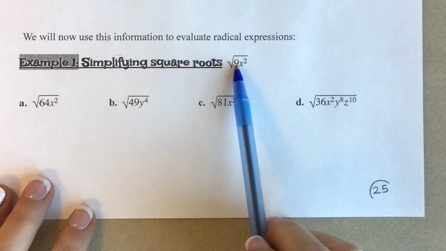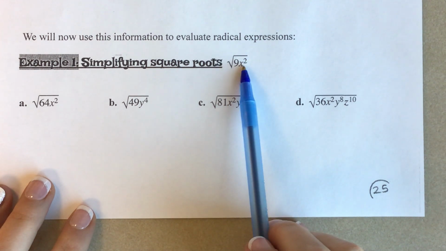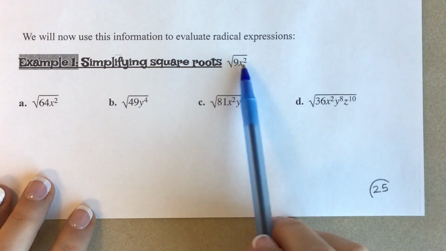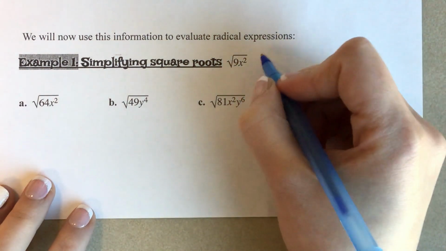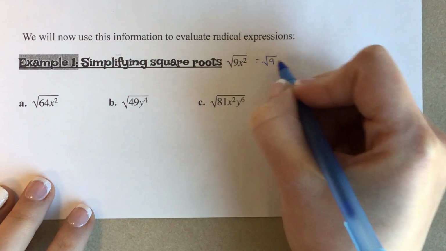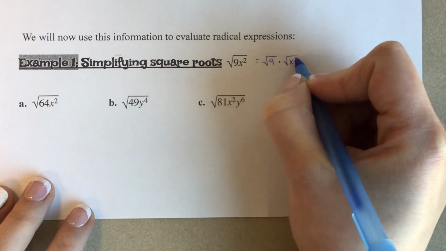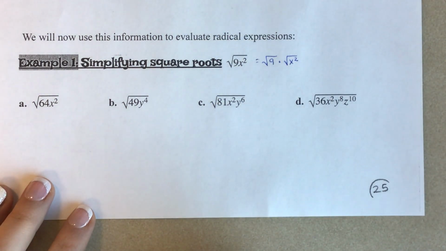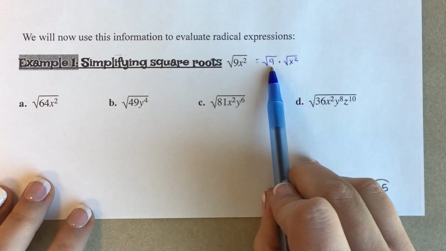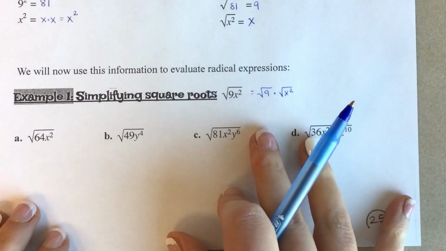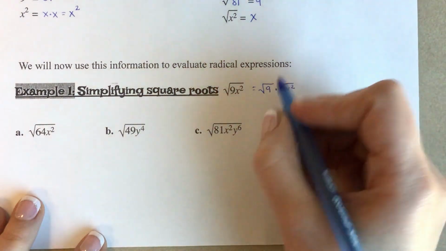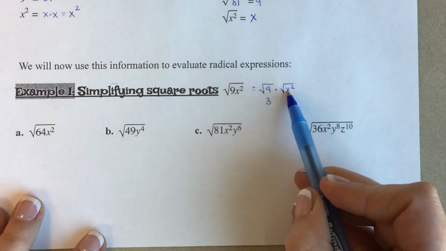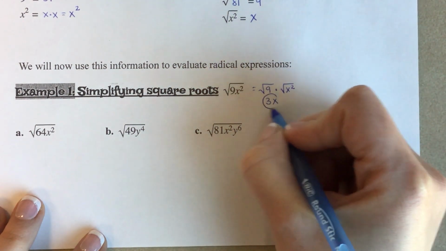It's okay that we have more than one type of thing inside of our radical. If we want, we can separate this out. So this means the square root of 9 times the square root of x squared. And that might be easier for us to handle. What is the square root of 9? If you need to go up to your table, then you can, but we're going to be memorizing these because we use them so often. So the square root of 9 is 3, and the square root of x squared is x, and that's my answer.